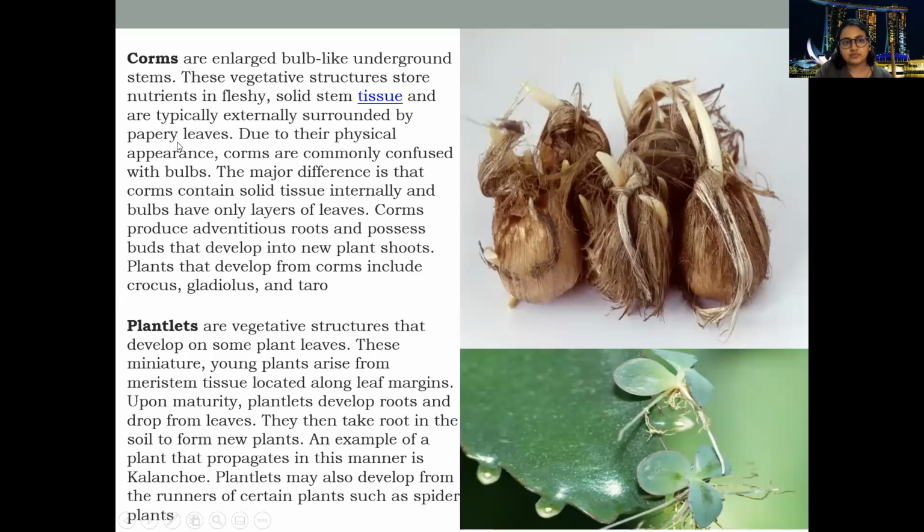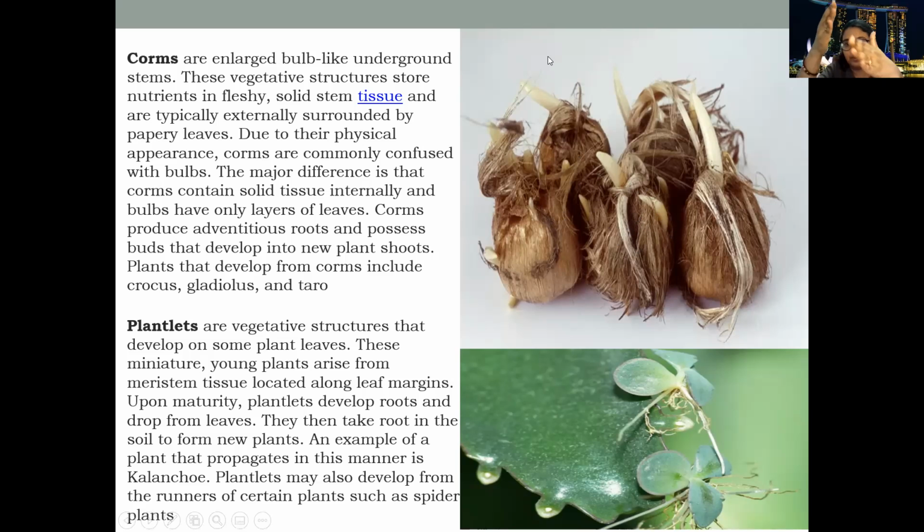Then corms. So these are enlarged, bulb-like underground stems. These vegetative structures store nutrients in fleshy solid stem tissue and are typically externally surrounded by papery leaves. Due to their physical appearance, corms are commonly confused with bulbs, but they are not bulbs actually. The major difference is that corms contain solid tissue internally and bulbs have only layers of leaves. So corms are not only layers of leaves, they have some solid tissue internally.